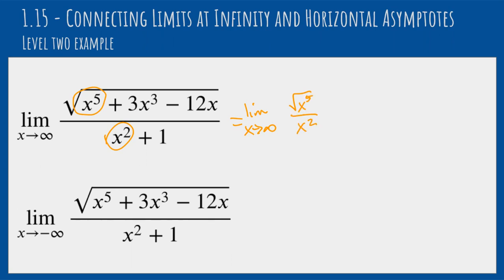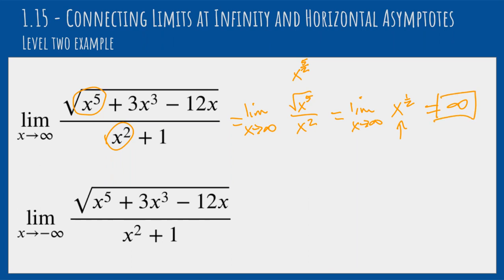Now remember, square roots can be written as an exponent as a 1/2 power. So this is the same thing as x to the 5 halves. And so this whole expression here simplifies to x to the 1/2, or the square root of x. So if we plug in really, really big numbers for x, the square root of x is also going to get really big, just not as fast. So this is going to be an infinite limit.